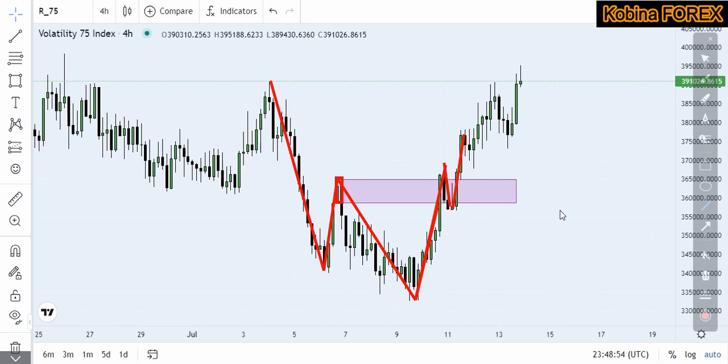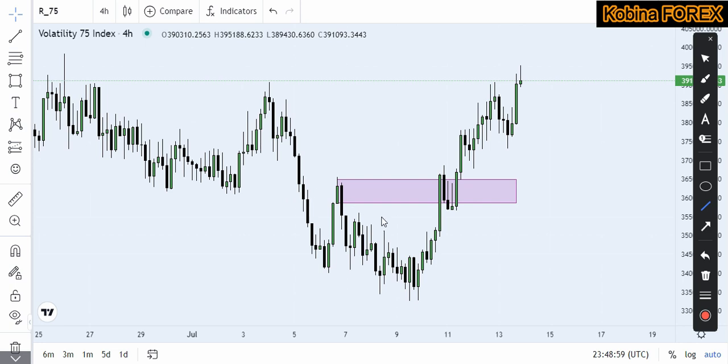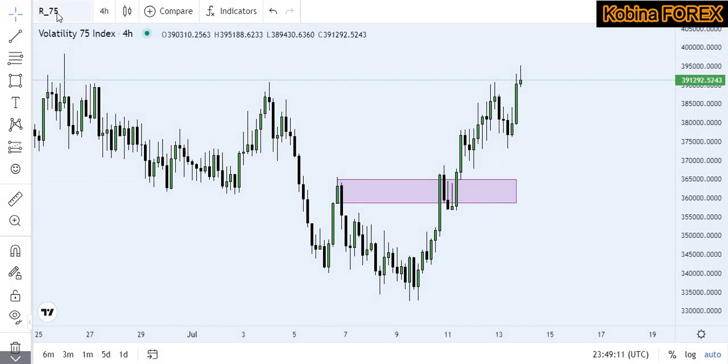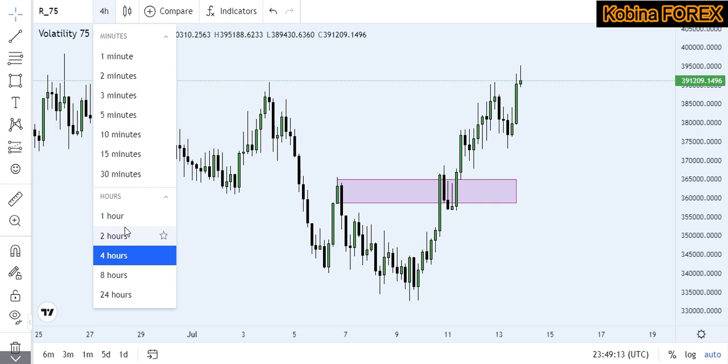Okay, now let me wipe the chart. So price reaches it and then comes back, and then what happens? We saw this movement up. Now let me give you the 1 hour time frame so that you can get a very good picture of what's on the 1 hour time frame.